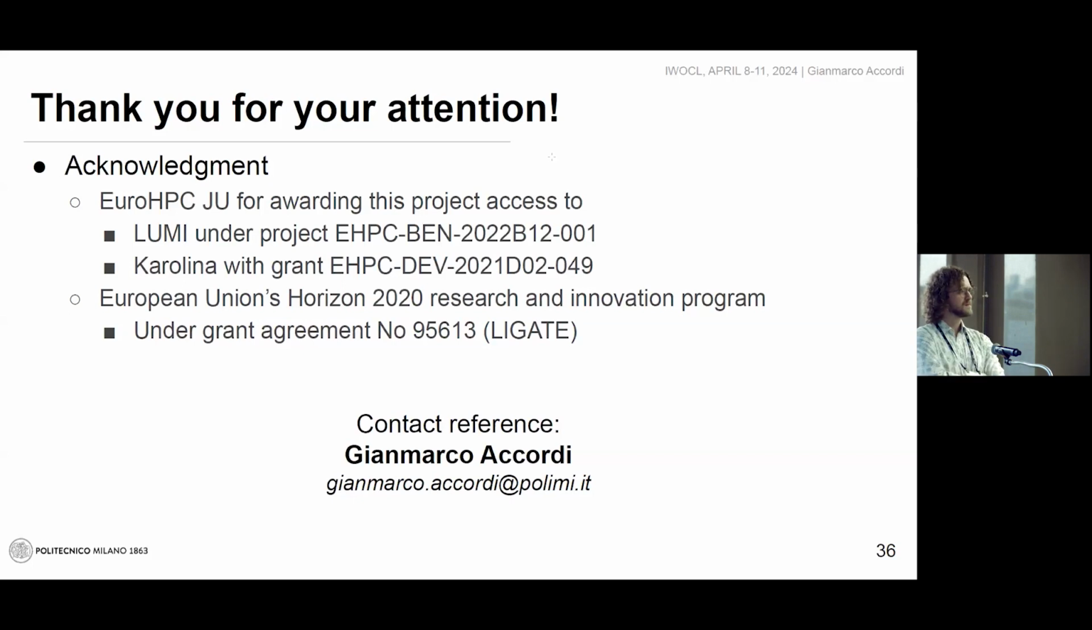Forgive me if I missed this, but did you port your code by hand from CUDA to SYCL, or did you use Cyclomatic, or how did you derive the SYCL code? By hand, the porting to SYCL. Okay, thank you.